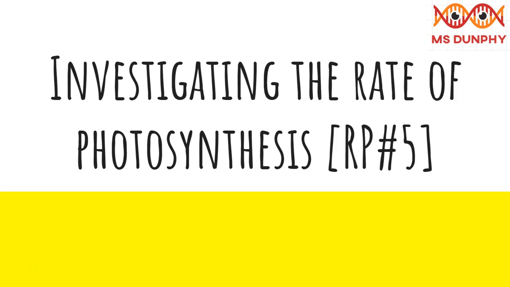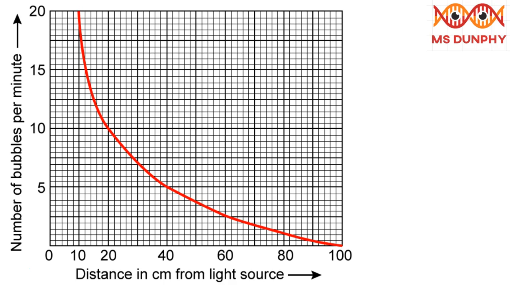So at the end of this week, we carried out an investigation with some pondweed where we were looking at the number of bubbles produced per minute when we changed the light intensity by moving a light further and closer to the pondweed. We ended up, all of us, drawing a graph that looked a little bit like this. We're going to pick up from this point.